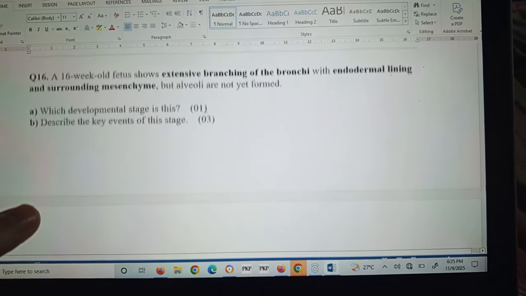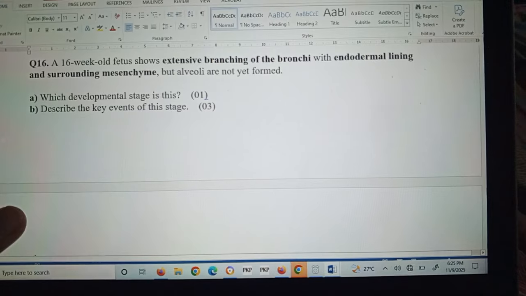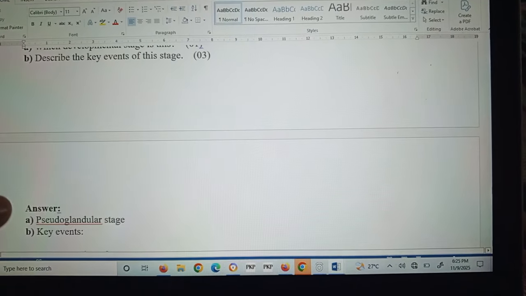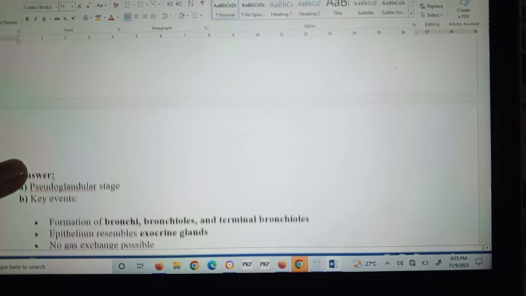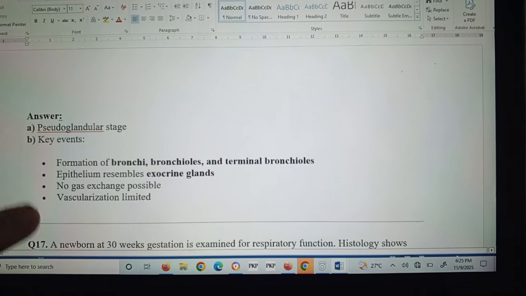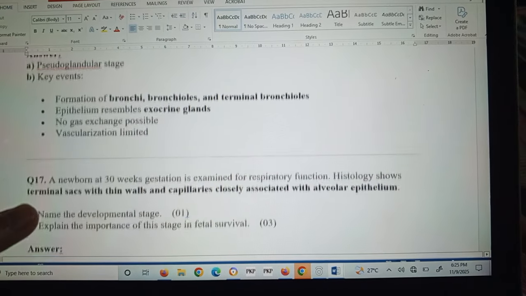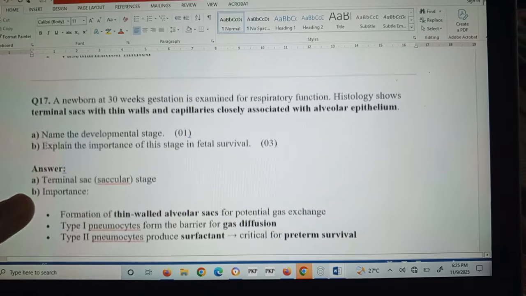Question number 16: a 16-week-old fetus shows extensive branching of the bronchi with endodermal lining and surrounding mesenchyme, but alveoli are not yet found. Which stage is this? Pseudoglandular stage. The key events of this stage are formation of bronchi, bronchioles, and terminal bronchioles. Epithelium resembles exocrine glands. No gaseous exchange. Vascularization limited.